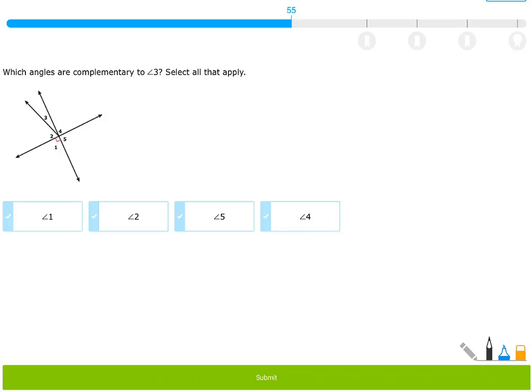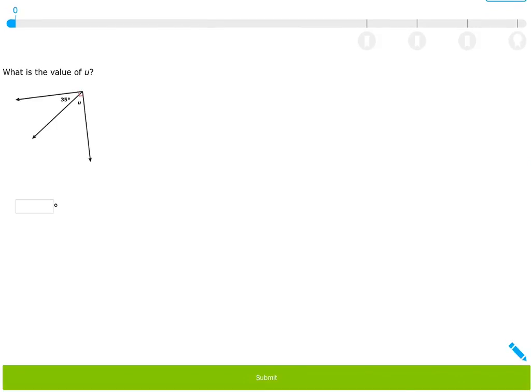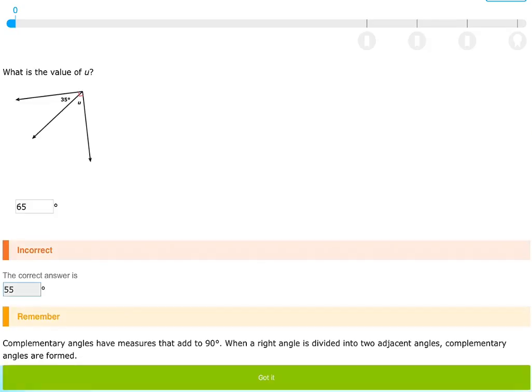So let's go over to one last one. That was C3. Let's do C4. So here's actually solving with that. What's the value of U? I see there's a right angle here. So if this is 90 and we have 35, then U is just 90 minus 35, or 65. Ha! Classic. Forgot to carry the 1. So that was 55. That was my mistake. Correct setup, wrong execution. Good times.